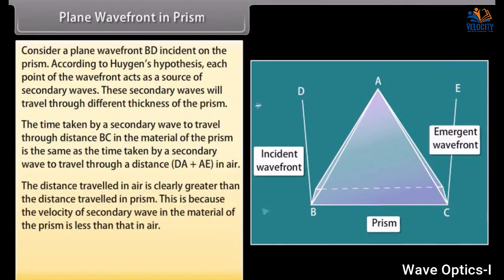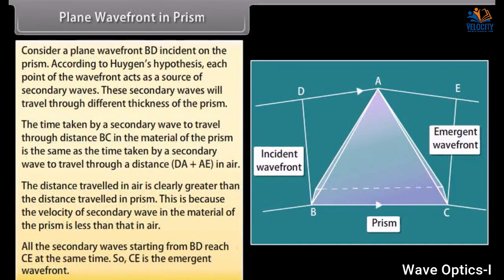The distance travelled in air is clearly greater than the distance travelled in prism. This is because the velocity of secondary wave in the material of the prism is less than that in air. All the secondary waves starting from BD reach CE at the same time. So, CE is the emergent wavefront.